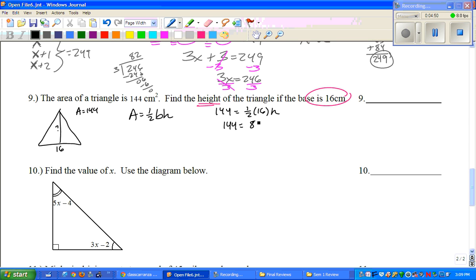Half of 16 is 8. And then divide by 8. Off to the side, you will have to do 144 divided by 8. 8 goes into 14 one time. Bring the 4 down, and 8 goes into 64 8 times. So 18 is your height, so 18 centimeters is the final answer.